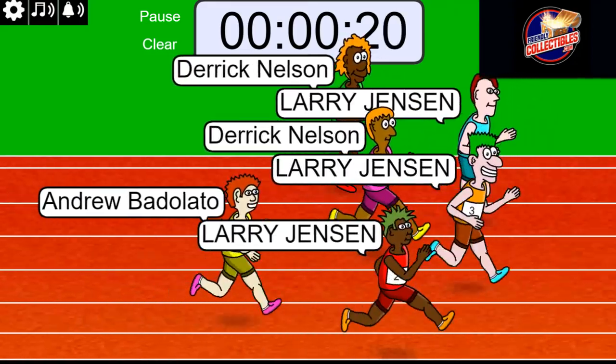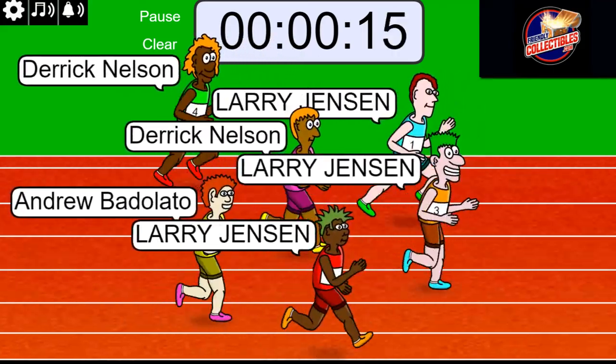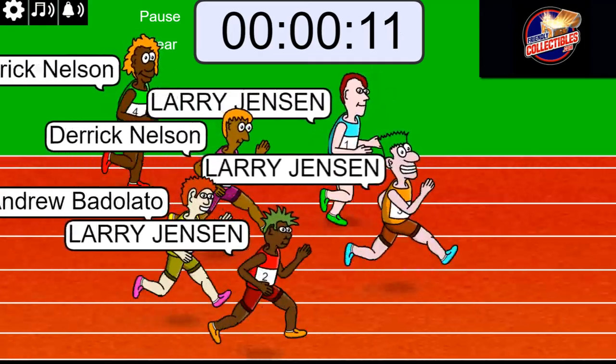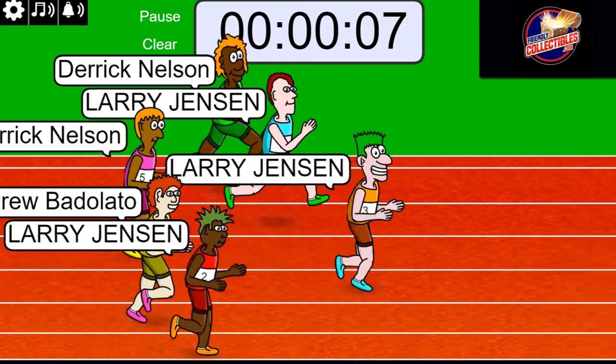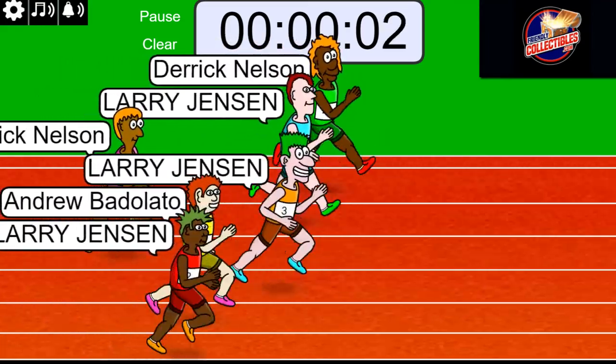So here we go. 20 seconds left in the race. Larry has got his troops out there in first, second, and third. That's a good situation to be in. 10 seconds left. 5 seconds left. 3, 2, 1.